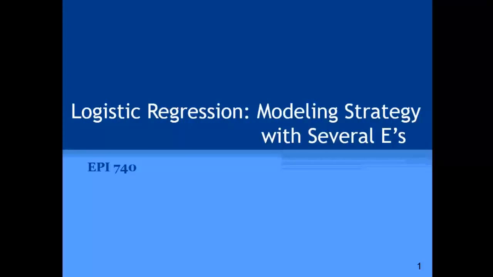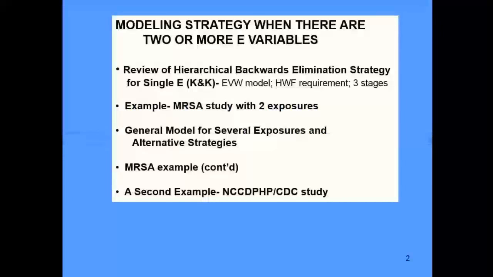So now, here's the thing. Modeling strategy with several E's. That's what I'm going to talk about now. Up to this point, we've only dealt with one E. It was previous hospitalization in the MRSA data. Just one E. What if you have more than one E? What do you do? It is more complicated. It's always more complicated. But there's sort of an alternative strategy. So let's talk about that.